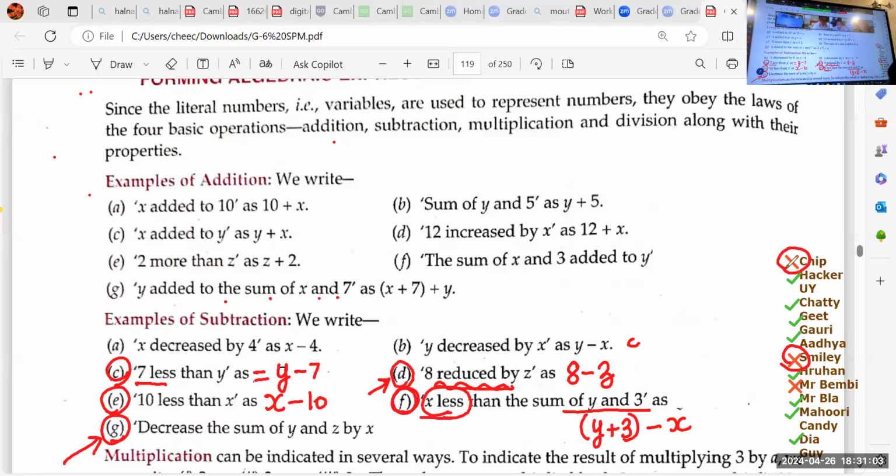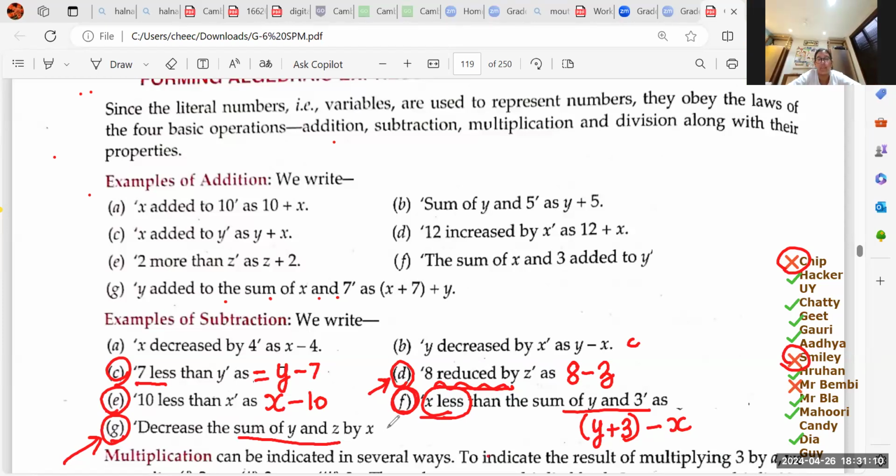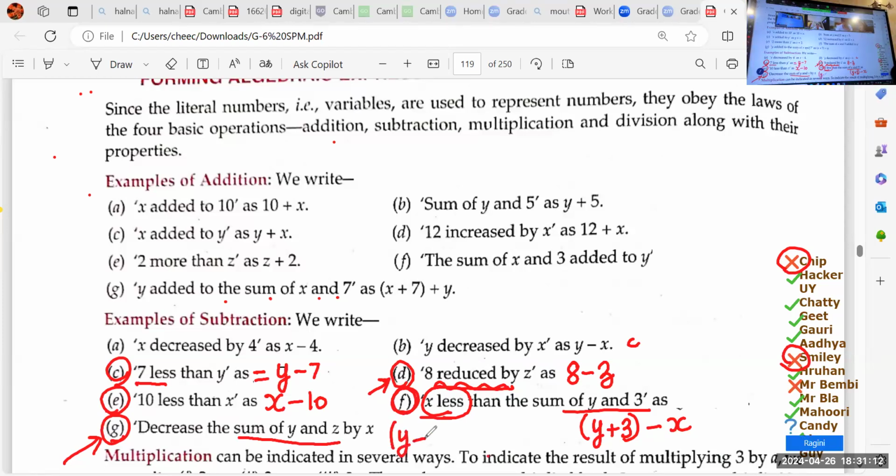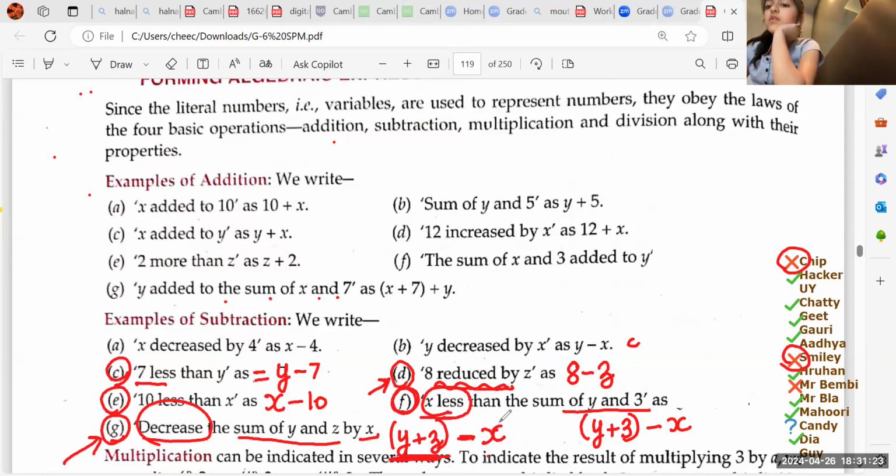Smiley and Chippy. What is the sum of y and z? Y plus Z. So can I write y plus z in brackets? Yes, sir. So now decrease this by x. So minus x. Have we understood? Yes.